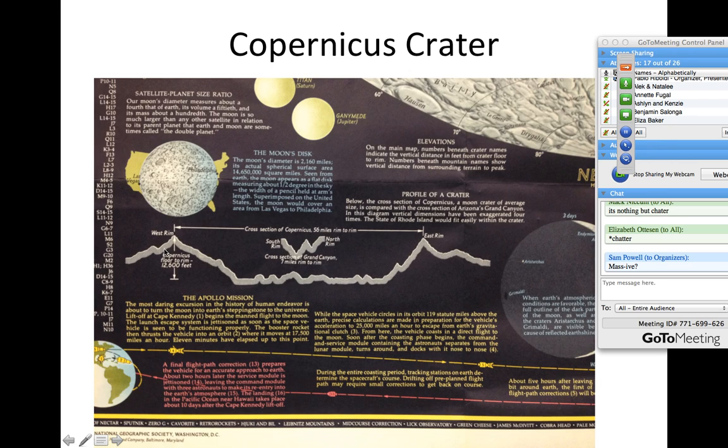So this would be a profile of the Copernicus crater. It would be from the west rim of the crater to the east rim of the crater. From the top to the floor is 12,600 feet. All right, so that is the depth of the crater. And the width of the crater is about 56 miles. Rim to rim, 56 miles.